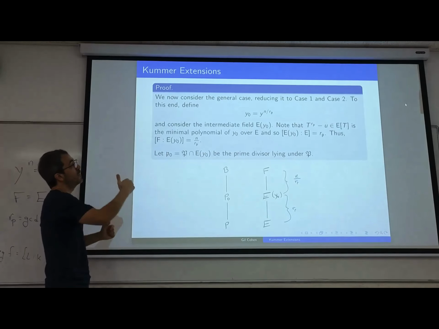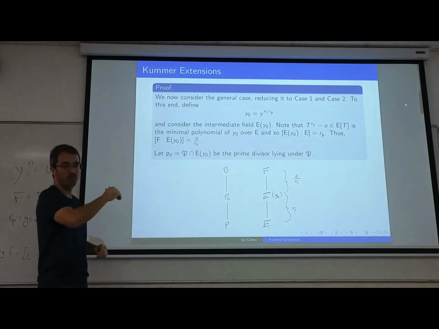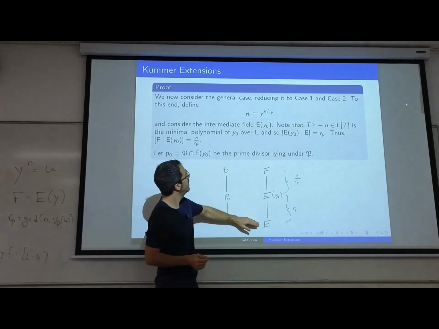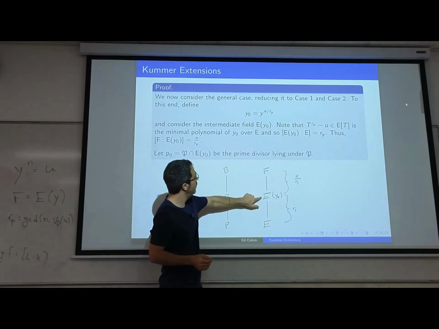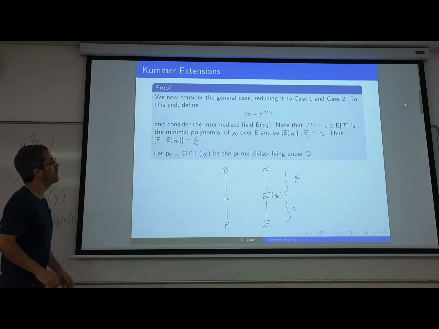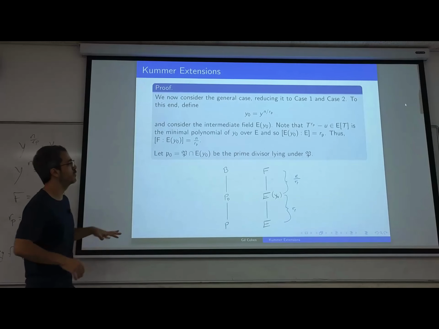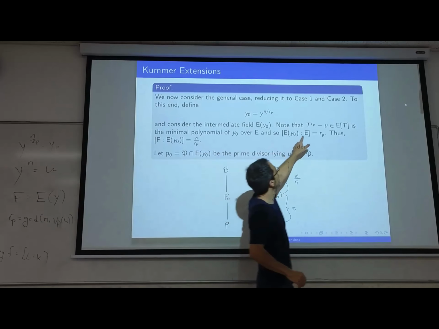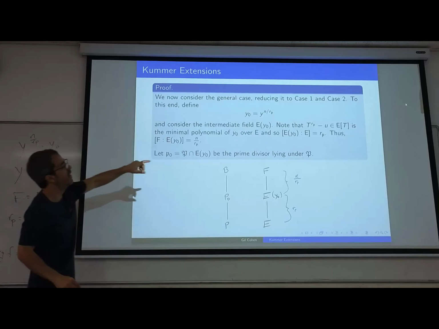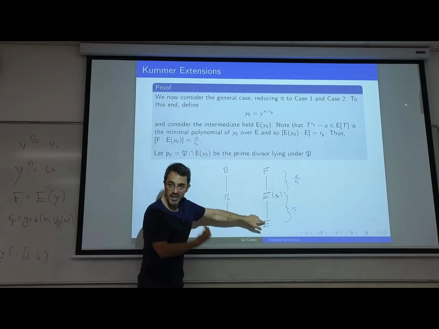So I'm going to define kind of a middle function, y0. Y0 is going to be y to the N over RP. And I'm going to extend E by y0. Let's consider this intermediate field. You need to slightly verify what I'm saying, but that's kind of obvious. What I'm claiming is that T to the RP minus U, the relation between y0 and U, is the minimal polynomial of y0 over E.